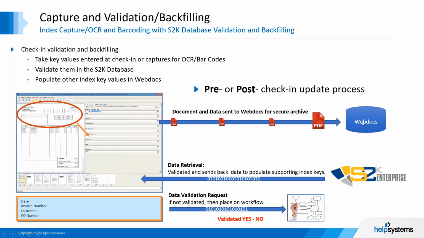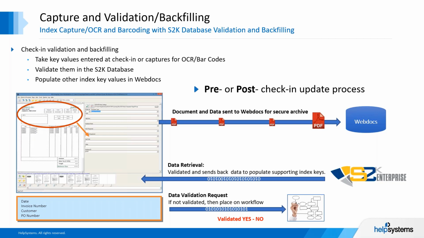And then we can check that document into the Webdocs system and then do what we call the pre-post check-in process, or that validation backfill process, and then retrieve the data from S2k that was entered and populate that into our system. And then the documents can be routed through that process.